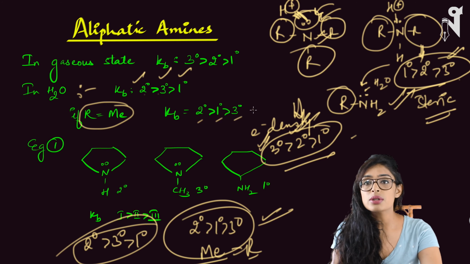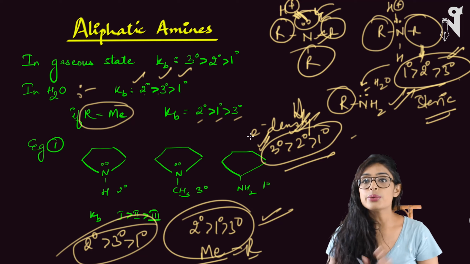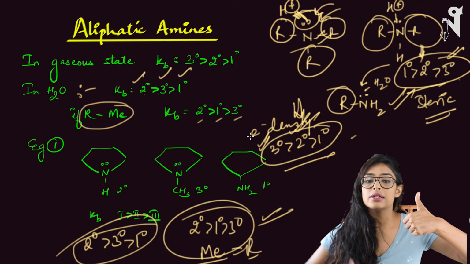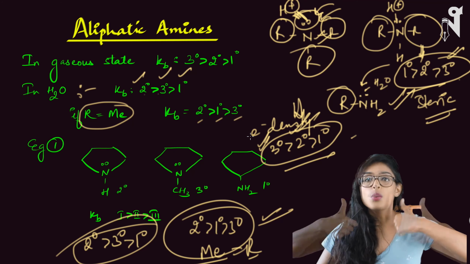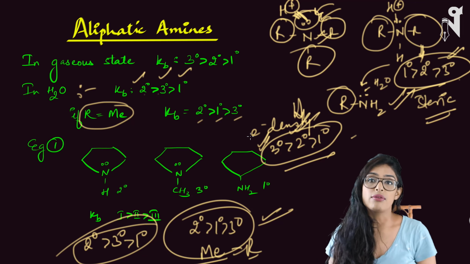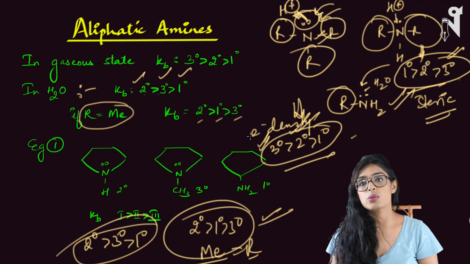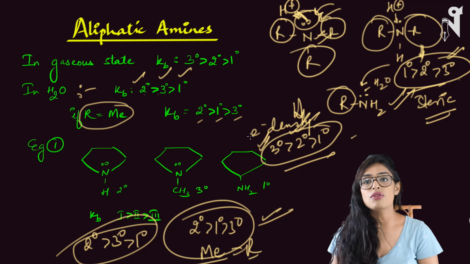So I hope you have understood this. If you have not, watch the video once more, go back, and try to understand what the reason is. One is the steric factor, the second is the electron density. One factor is overruling the second factor. Which factor works when, that you have to understand. In case of water, two factors work: steric hindrance and electron density. In case of the gaseous state, only electron density works, which increases the electron density around nitrogen, and that decides the order of basic strength. So this is very, very important.